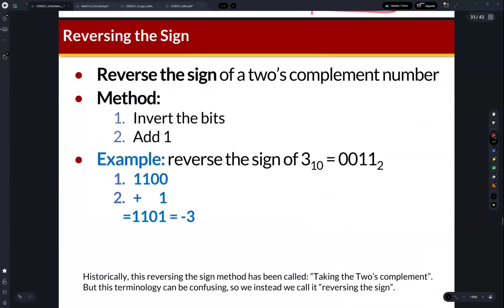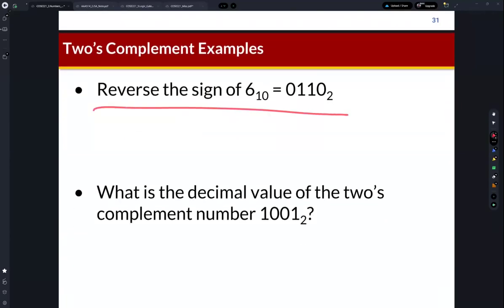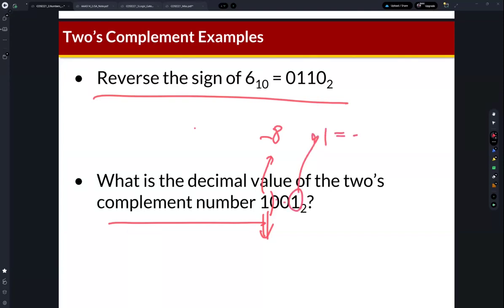So this is the example. I already did this one. Then what's the decimal value of the two's complement number 1001? I said that the MSB is the minus size, so this is minus 8, and then 0, 0, 1. So it is minus 7. In the two's complement number, just memorize that the weight of the MSB is negative. Only this part is different from the unsigned number.